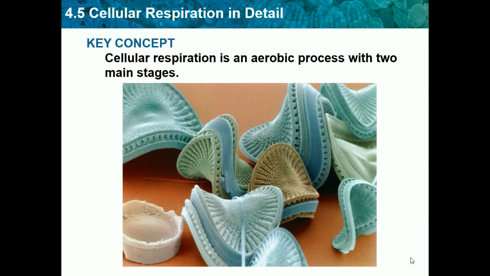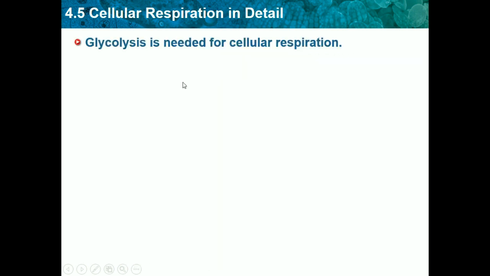So our key concept for today is that cellular respiration is an aerobic process with two main stages. And as we all should know, aerobic means with oxygen. So cellular respiration uses oxygen, it requires oxygen. And we should also know it has two main stages. And yes, that's all we need to know for the key concept. And so glycolysis is needed for cellular respiration.